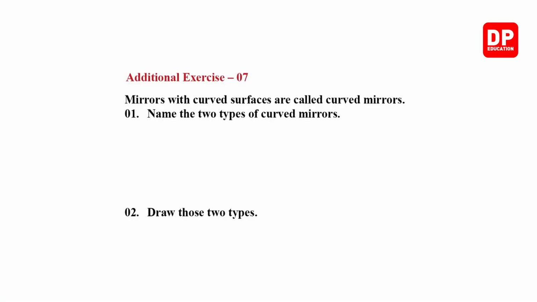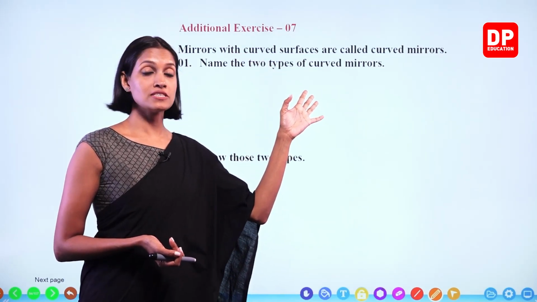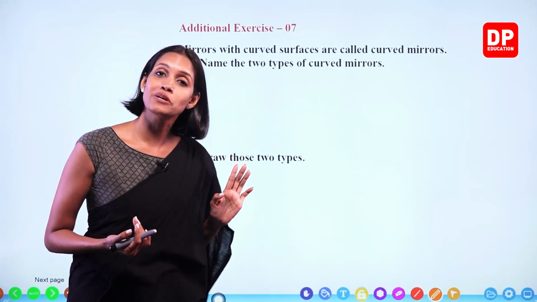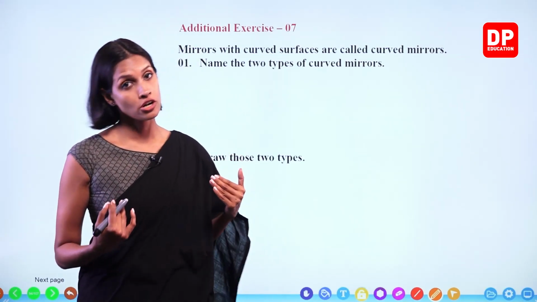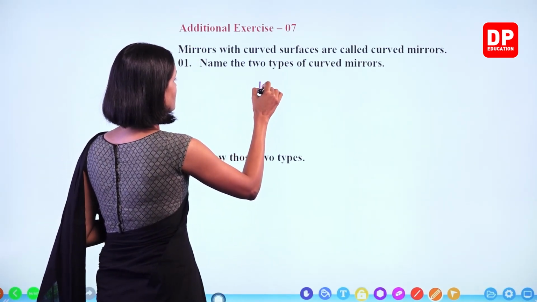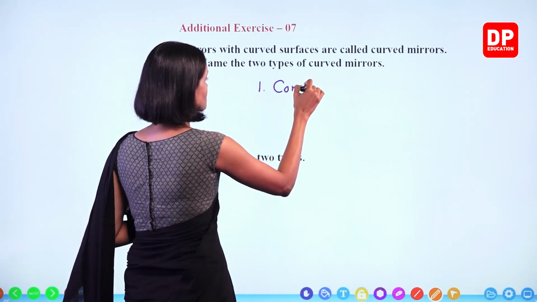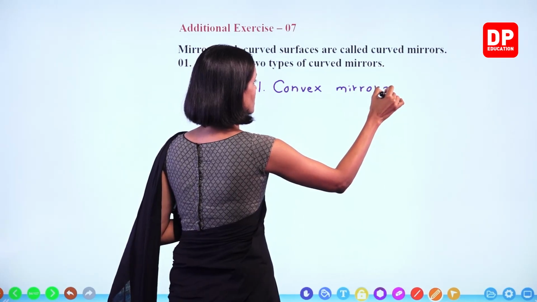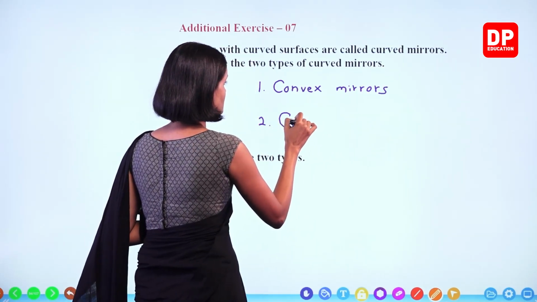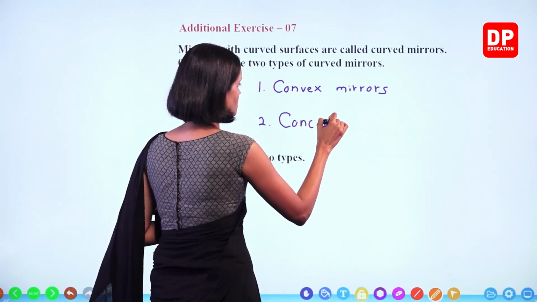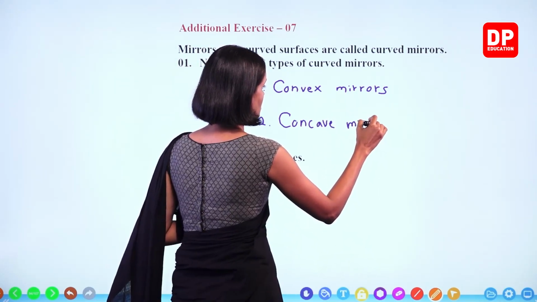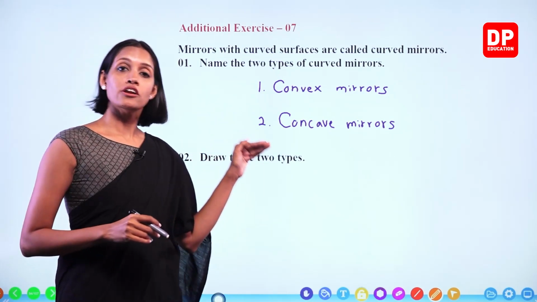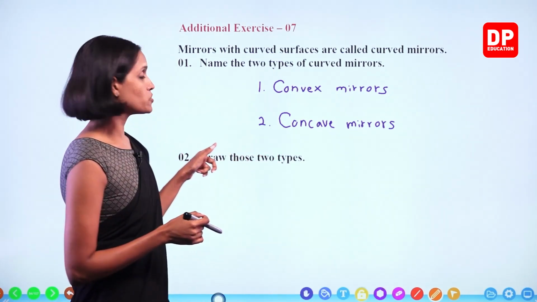Next one. Mirrors with curved surfaces are called curved mirrors. There are two types of curved mirrors. Name the two types of curved mirrors. What are they? Convex and concave. Right? Convex mirrors and concave mirrors. Draw those two types.